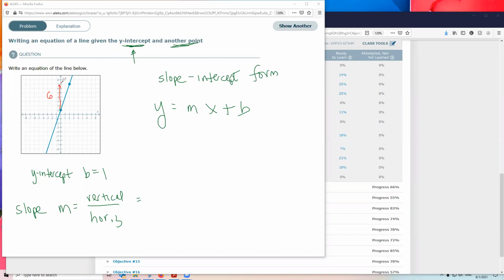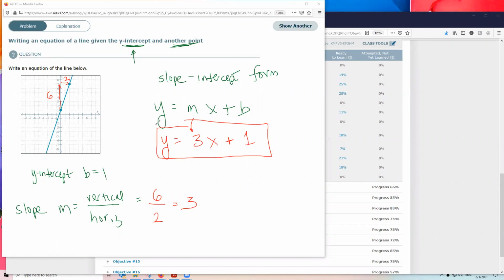And then I'm going to go over to the right 2 units. So the horizontal change was 6. Excuse me, the vertical change was 6. The horizontal change was 2. Well, 6 divided by 2 is 3. So now we know that m is 3. Well, we have what we need. M is 3, and the y-intercept is 1. So here's the answer.